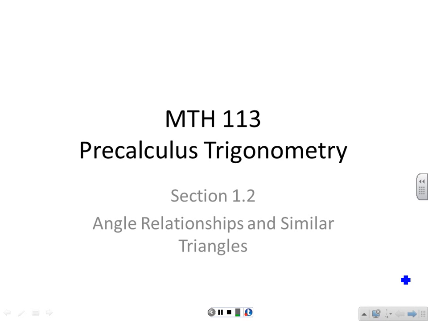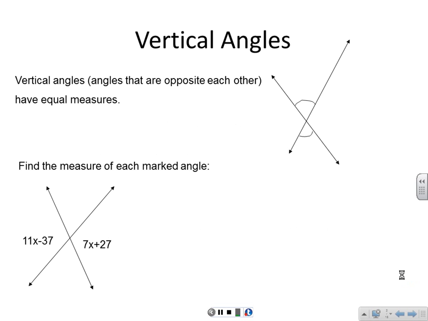Section 1.2, Angle Relationships and Similar Triangles. First thing we'll talk about in this section is vertical angles. Vertical angles are angles that are opposite of each other, having equal measure.